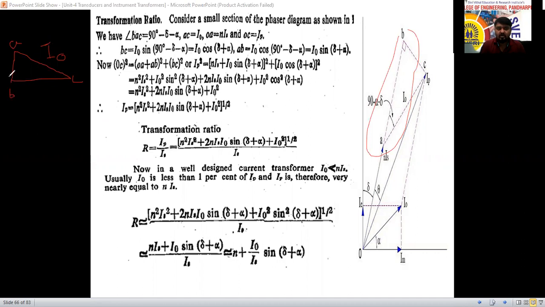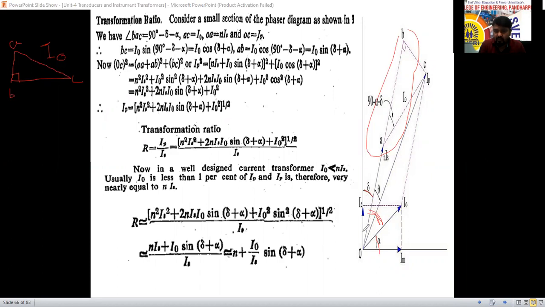If it is I naught, here this is 90 degrees. Here delta is there, here alpha is there. So we want the angle between these two. This one we are going to draw here, and the angle will be this one: 90 minus alpha minus delta.